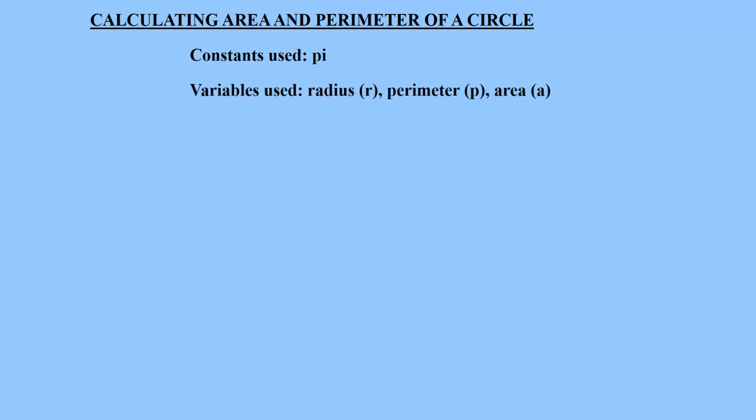Then I am also indicating the variables that I will use. In this case, I'll use a variable called radius and use R to represent radius. Then perimeter, P, and area, A. So those are the variables and the constant that I will require. And from there, I have start. Where do I start? What do I do? Number one is set my pi to 3.143.